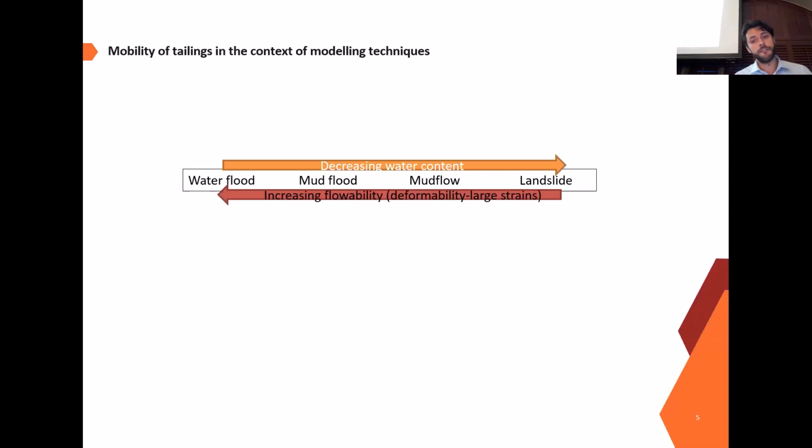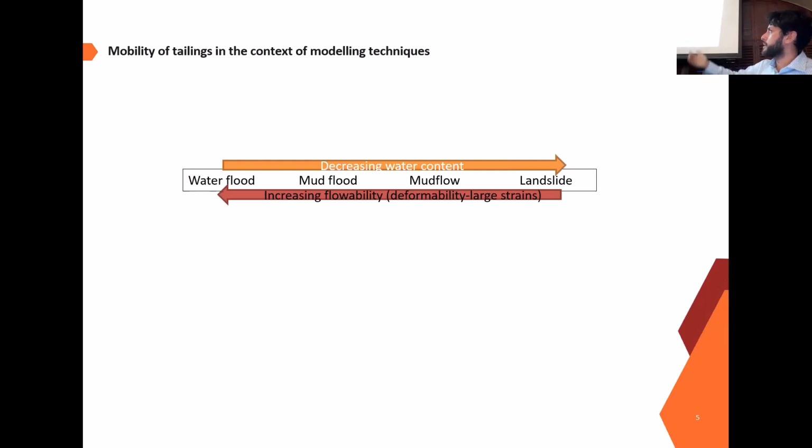So we have 4 different modes that indicate flowability of tailings, or flowability of materials for that matter, it doesn't need to be tailings. If you move to the right-hand side of the plot, then you have decreasing water content, right? So you can move from a water flood, which we already saw, in the excess of hundreds of percent water content, and you can reduce to a landslide with decreasing water content, to figures of around 30%, 20%, which is what we see in the field.